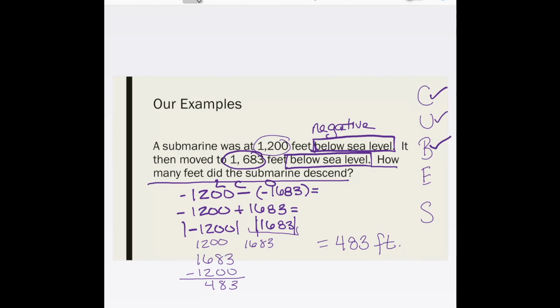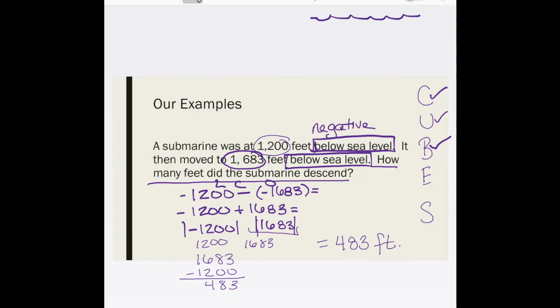I'm going to box the keywords. I have below sea level and then below sea level again. So we've got two negatives. And so that leaves us with knowing what steps to take. The only thing that's helpful here is that it moved, right? Okay. So sometimes another strategy that we can add to cubes that kind of goes in between the B and the E, something to help us know what to do, is to draw a picture.